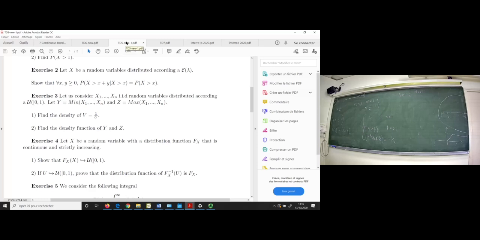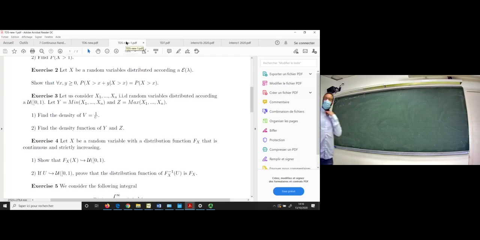So, may I erase the board? Erase. So I am interested in y that is the minimum of n independent uniforms on the interval 0, 1, and we are going to be able to find what is the density of this one. So y is the minimum of x1, ..., xn.